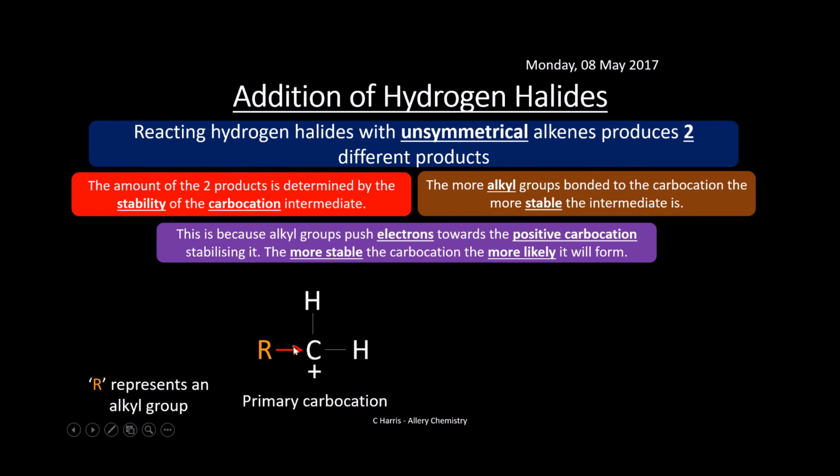So let's have a look. This one's a primary carbocation. The R group just represents an alkyl group. Again, it could mean anything. The red arrow just shows you where the electrons have been donated to. Remember, these push electrons into the carbocation. This is what we call a primary carbocation because the carbon is attached to one alkyl group. So we call that primary.